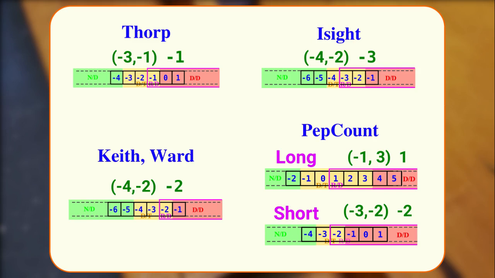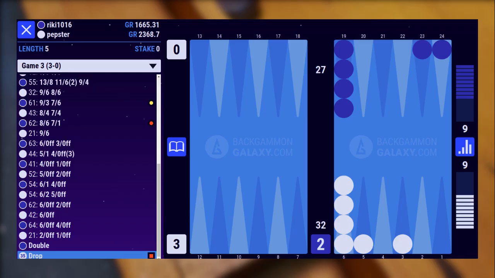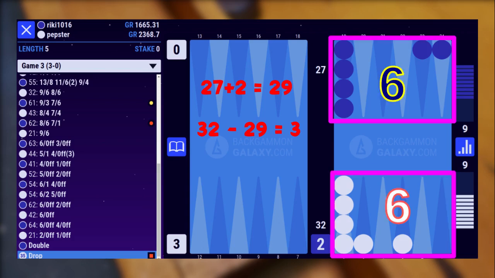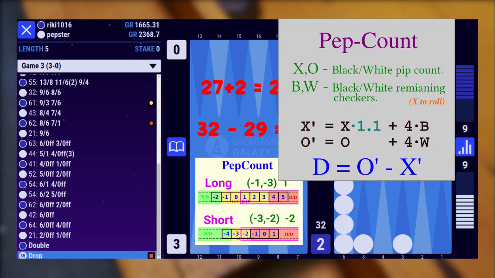I could finish the video right here, but I want to take the opportunity to share a counting trick with you and briefly explain why I find Pep-Count the easiest to apply. Online, it's almost no work. The pip count is given, and here I add 10% by adding 2 to 27 and subtracting it from 32. Blue and white have 6 checkers each, so that's it. Blue leads by 3 adjusted pips, which makes it a Pep-Count take.